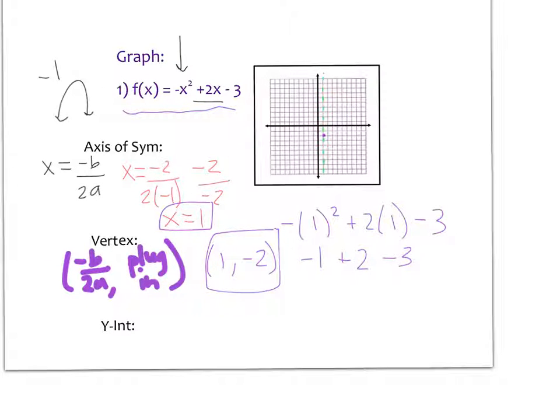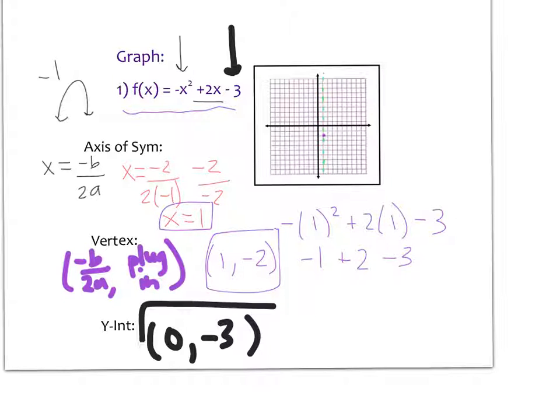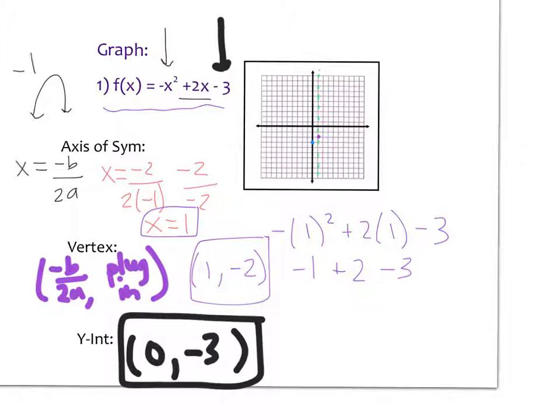So I have plotted my vertex on my graph. The last portion before I can connect with the smooth curve is to find the y-intercept. So the y-intercept again is in the form of (0, c). And what is c here in our equation? It is negative 3. So my y-intercept is (0, negative 3). I'm going to go ahead and plot that on my graph right now. I have plotted my y-intercept in blue on my graph.